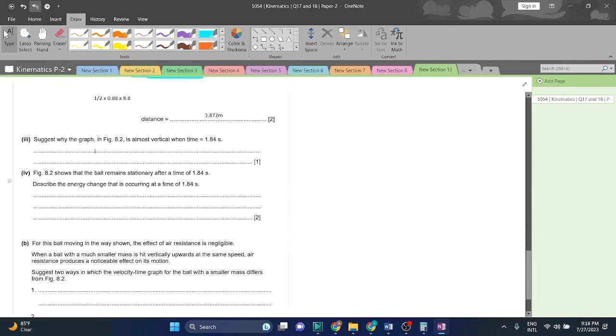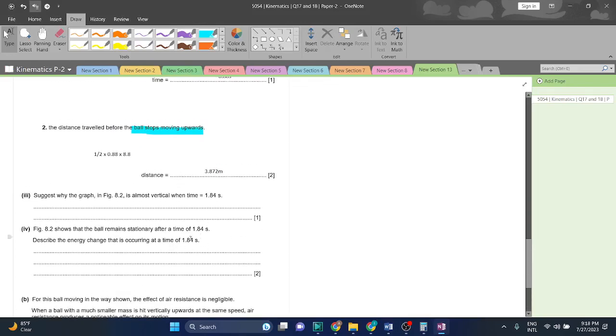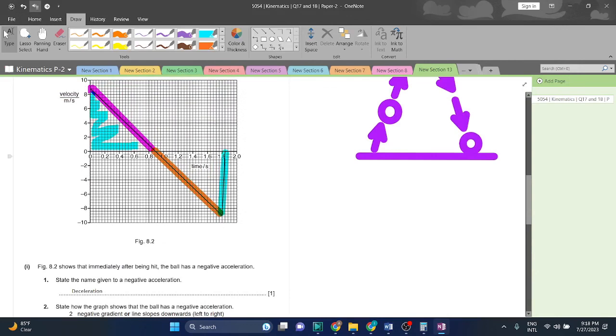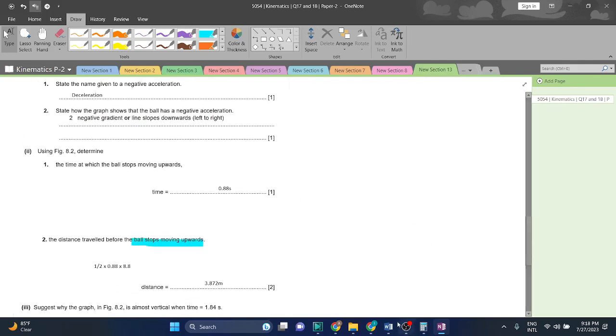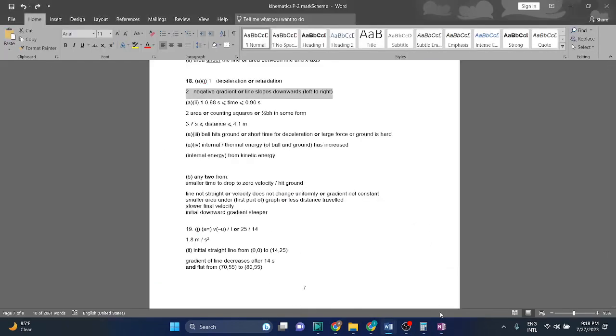Part 3 suggests why the graph in figure 8.2 is almost vertical when time equals 1.84. The ball is rebounding. The ball hits the ground and there is a sudden acceleration which will cause the ball to go upwards. So there will be a rebound. The ball will hit the ground. Short time for deceleration or large force on the ground.